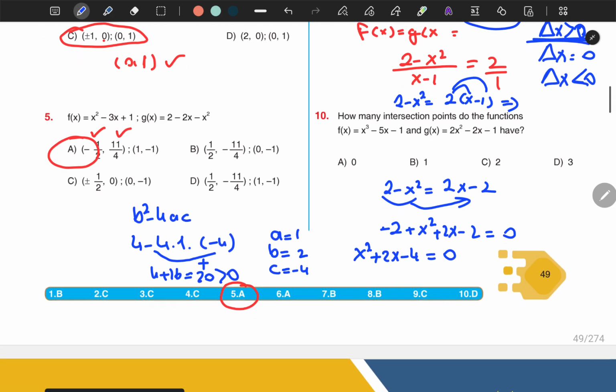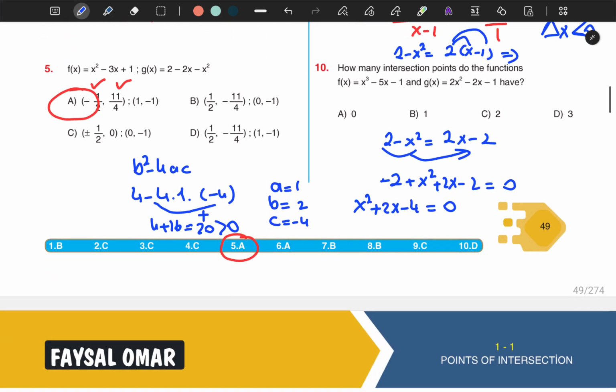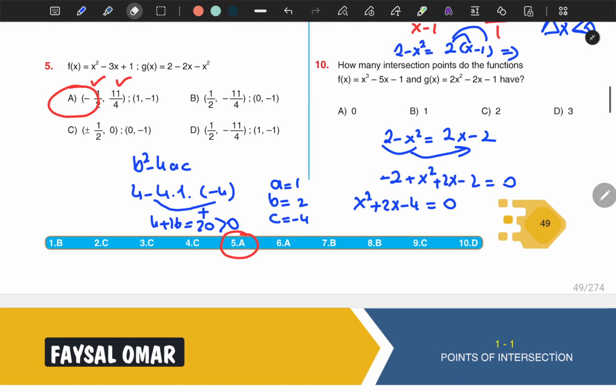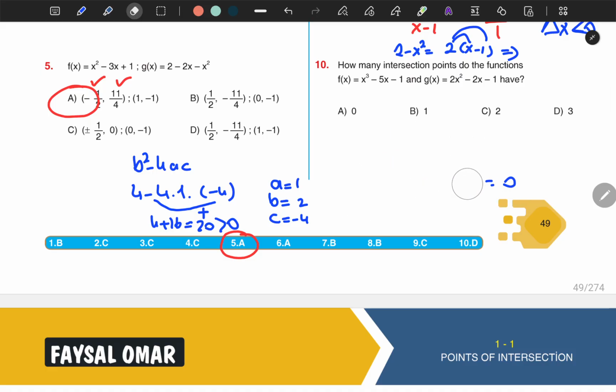Guys, another question, same as before, but I have to erase it here, guys, because I needed empty space. Okay, so x to the power of 3 minus 5x minus 1 equal to 2x squared minus 2x minus 1. Look at me here, guys. Negative 1 from the left and from the right cancel, isn't it? Okay, what should we do? I have to move everything from the right side to the left.